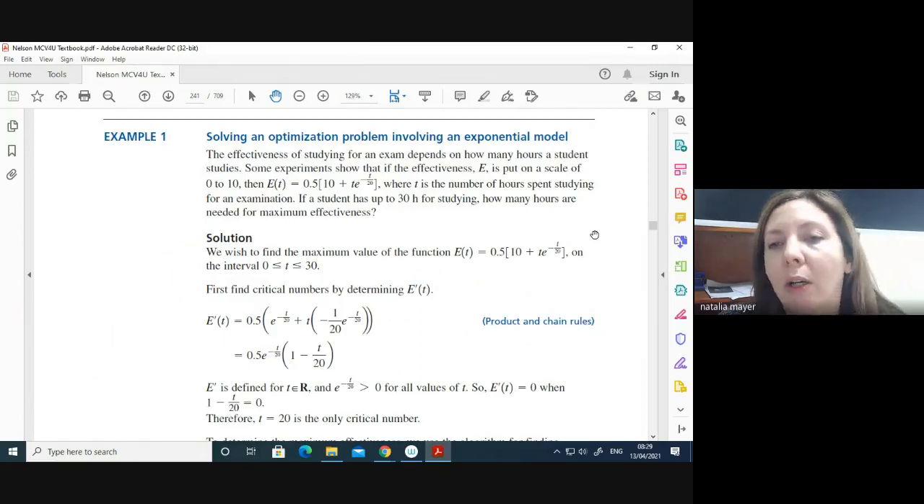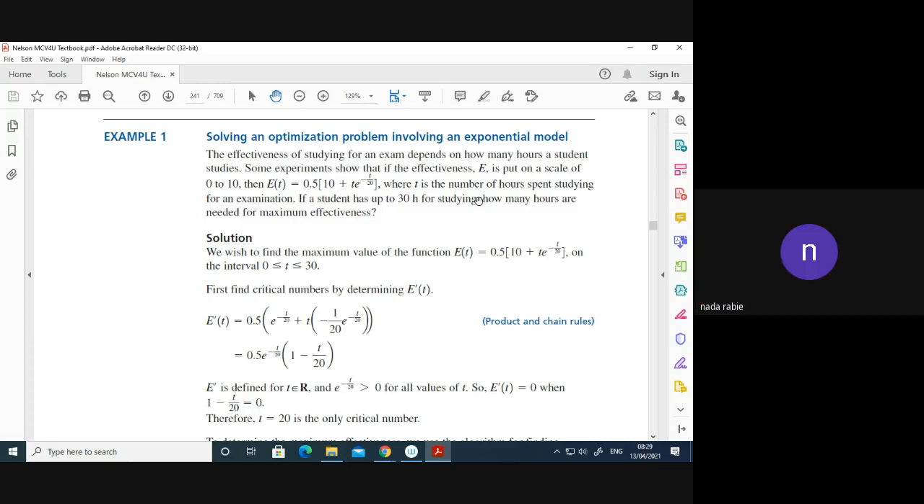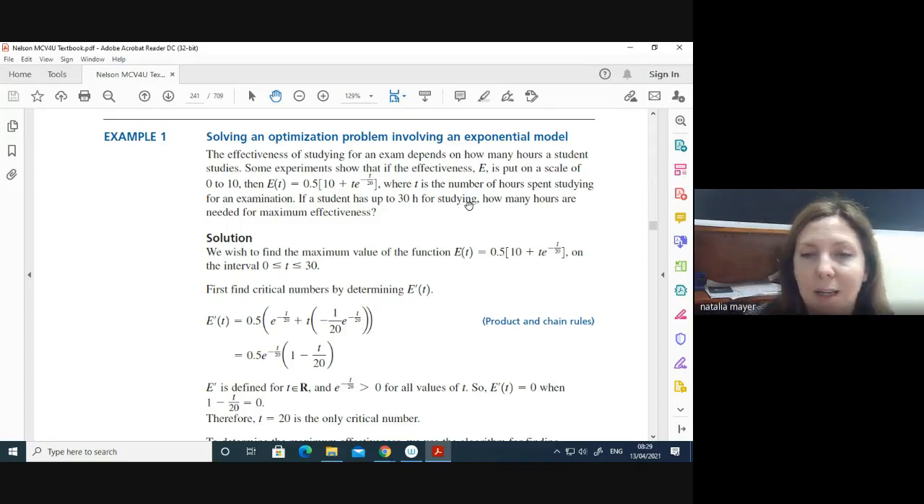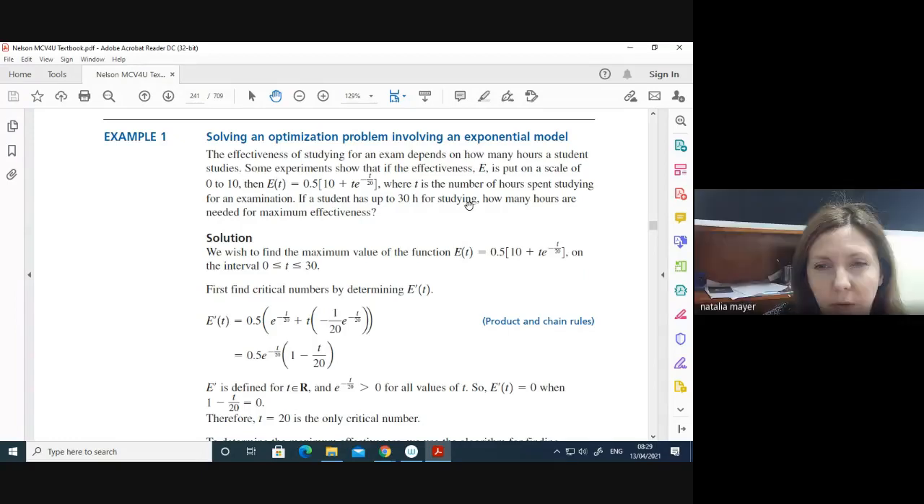All right, so the function is given, and it's also known that the student has up to 30 hours for studying. What is this information useful for? For the interval. Absolutely. So what do you think is going to be the interval for T, which is the time? T is more than 0, but less than 30.